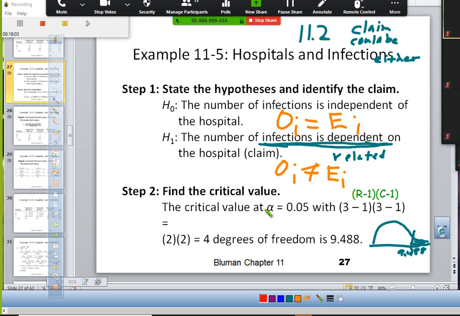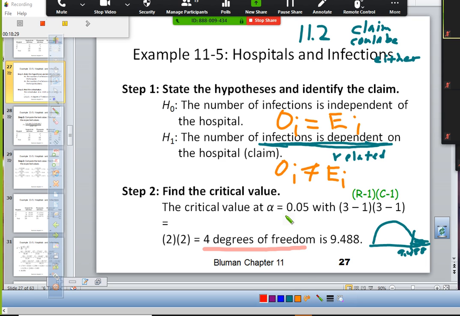All right, next, find the critical value. So remember, this is that weird one. We have to take R minus 1, my rows minus 1. I have 3 rows, so 3 minus 1, that's 2. My number of columns minus 1. I have 3 columns, so 3 minus 1, that's 2. So 2 times 2, 4. My degrees of freedom is 4.